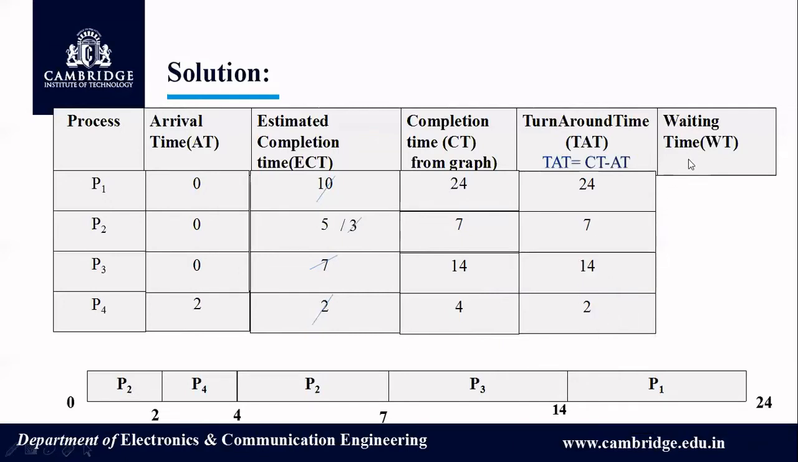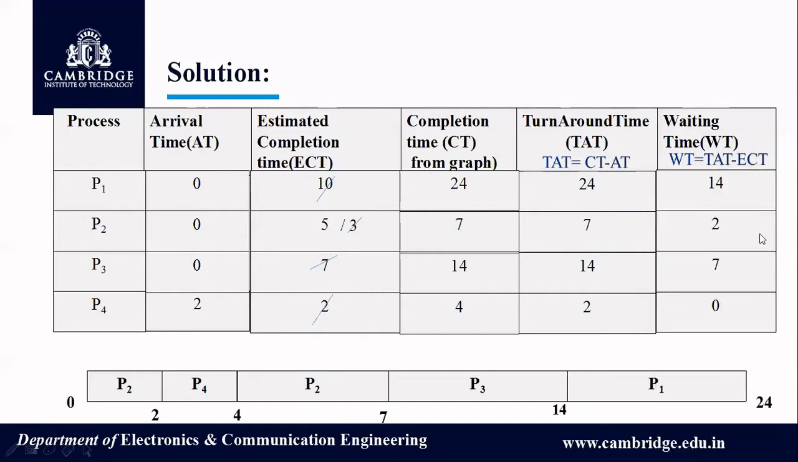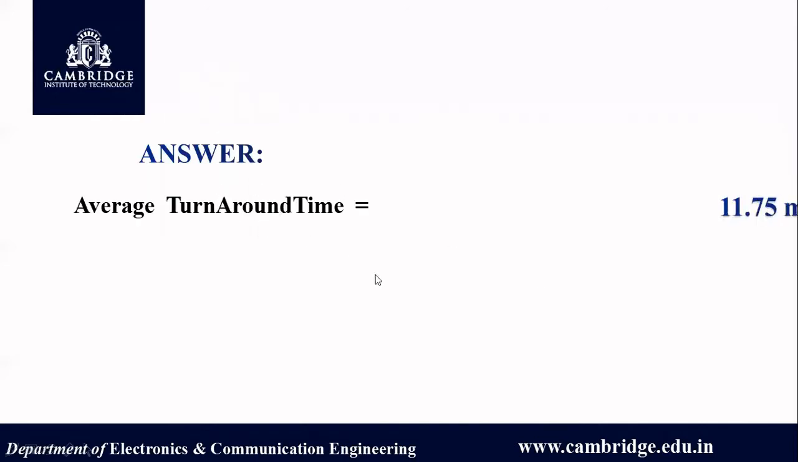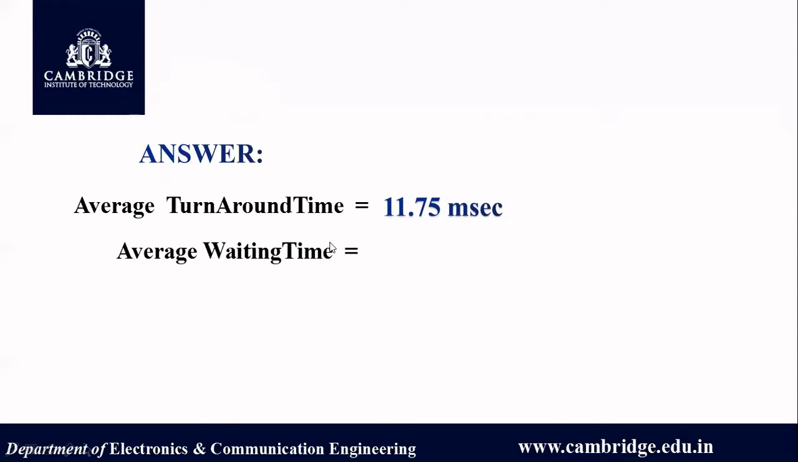Next, let us fill up the waiting time column using the formula TAT minus ECT, that is turnaround time minus the estimated completion time. Before striking off, the initial value which was given for the processes is what has to be considered here. So 24 minus 10 is 14, 7 minus 5 is 2, 14 minus 7 is 7, 2 minus 2 is 0. So the average waiting time would be the sum of this divided by 4: 14 plus 2 plus 7 plus 0 divided by 4. The average turnaround time is found to be 11.75 milliseconds and the waiting time is found to be 5.75 milliseconds.